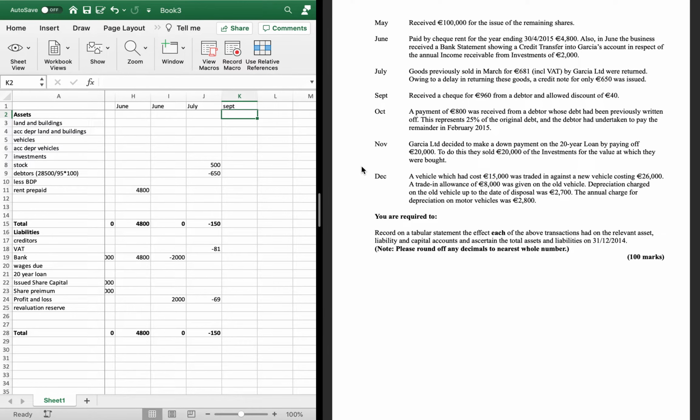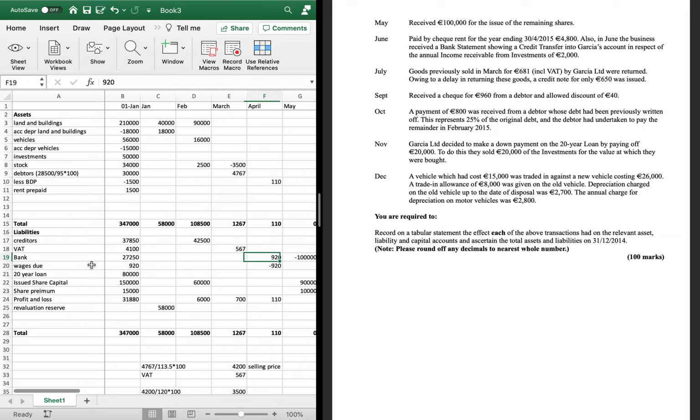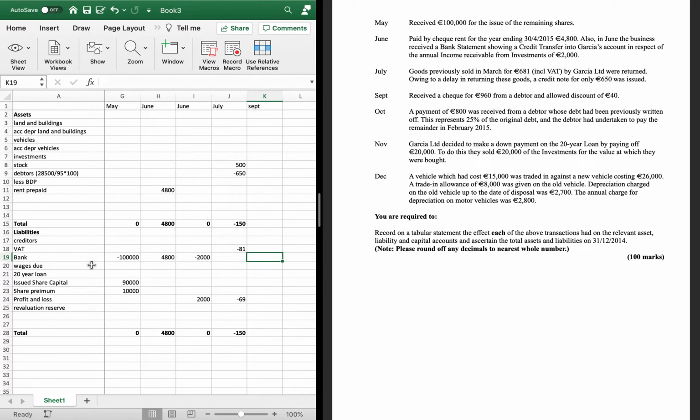September then. So what's happened? We received a check for 960 from a debtor and discounted 40. So the check's 960. So bank overdraft's gone down by 960. And that's to pay off a debt. And we're giving them a discount of 40. So 960 represents a debt of 1,000. So debtors goes down by 1,000.